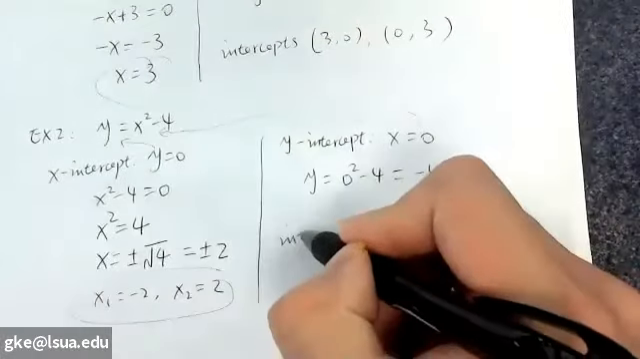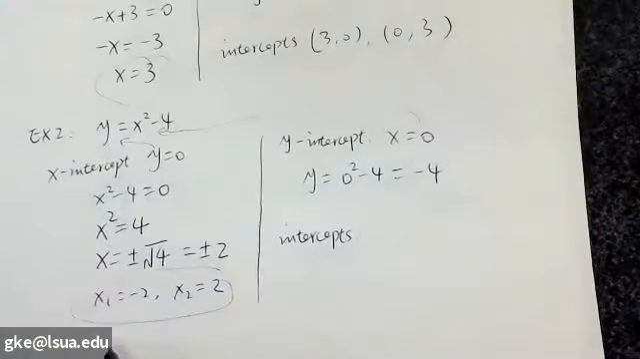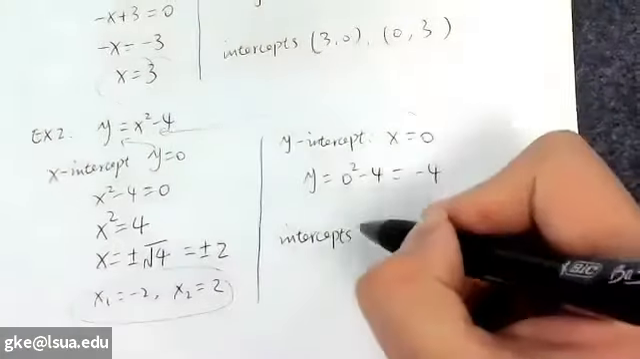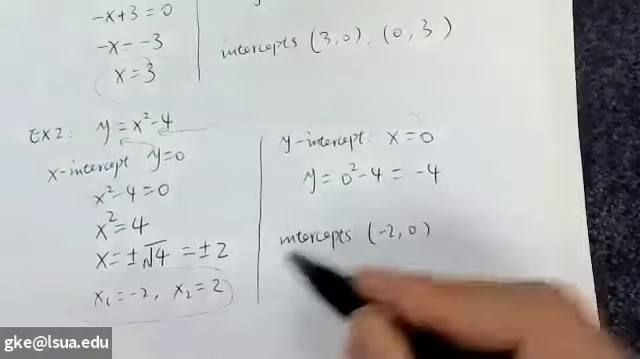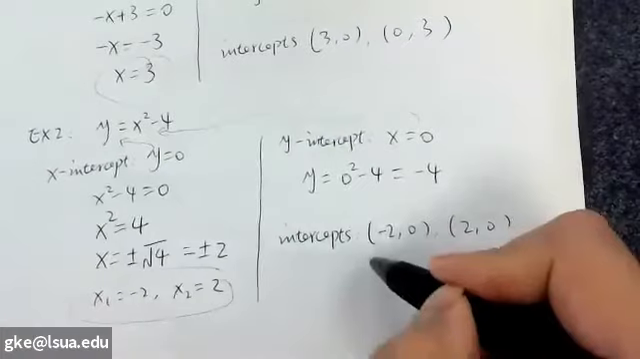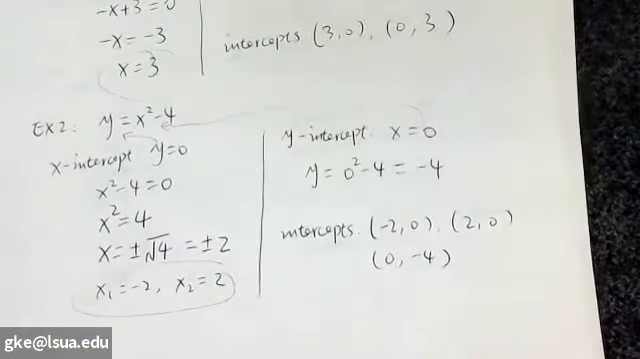So the intercepts are going to be the combination of all these points. Should be (-2, 0), (2, 0), and (0, -4). Okay, that's it. Any questions so far? You guys are so silent. Okay. If you have any questions, just stop me.